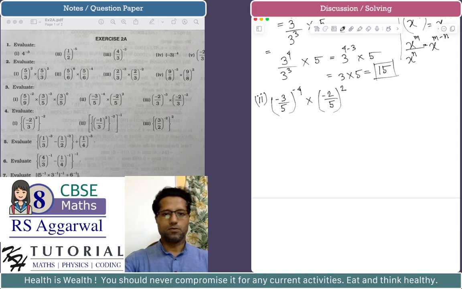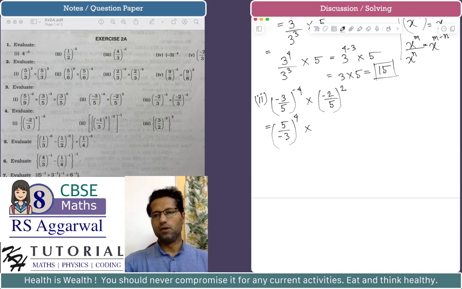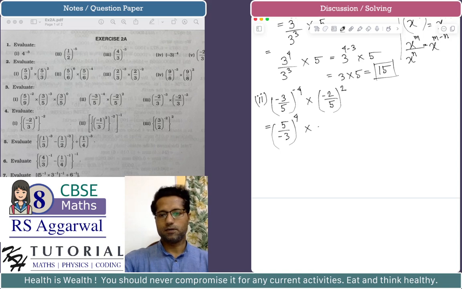Okay, so this is equal to (-3/5)^(-4). The power is negative, so it will be the reciprocal of -3/5, which is (5/-3)^4, multiplied by (-2/5)^2. We can split this exponential form into rational form as (-2)^2 divided by 5^2.